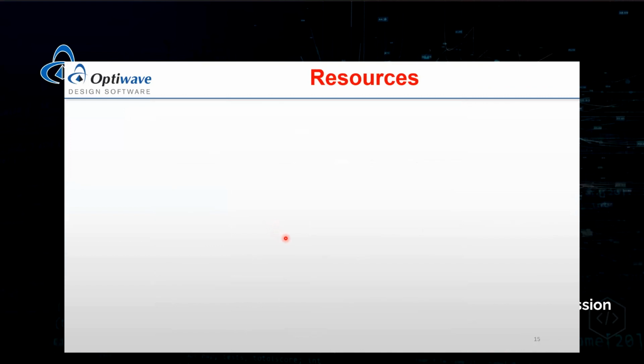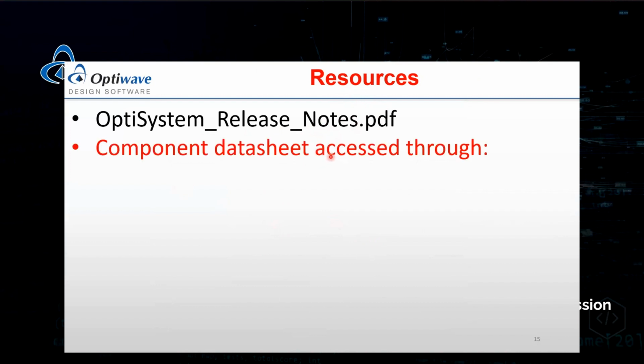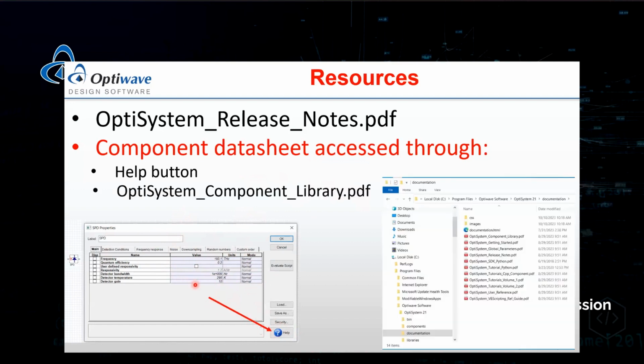Next, I'll just show you the resources where you can look at the release notes, as I mentioned, and then also go into the data sheet of the component. Typically, you can access the data sheet of any component through the help button here. If you click on the help button, the data sheet of this component pops up, which you can also access through the PDF document.